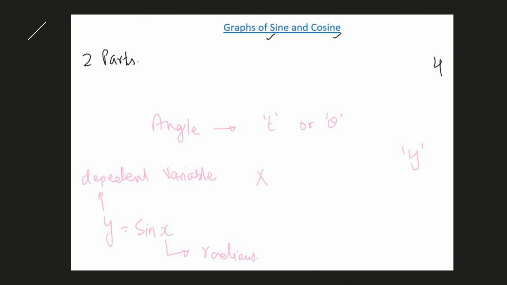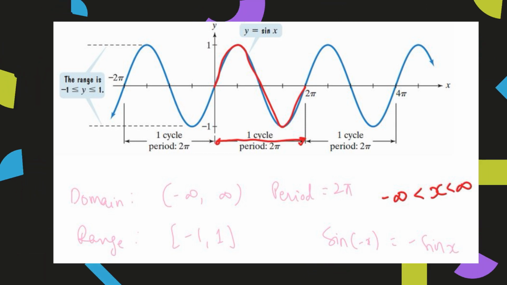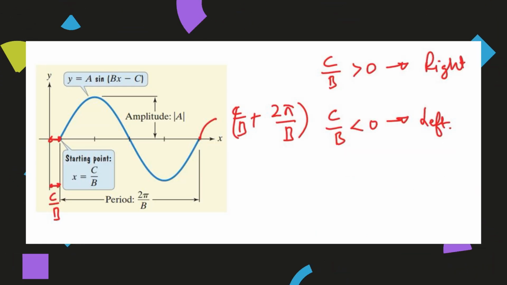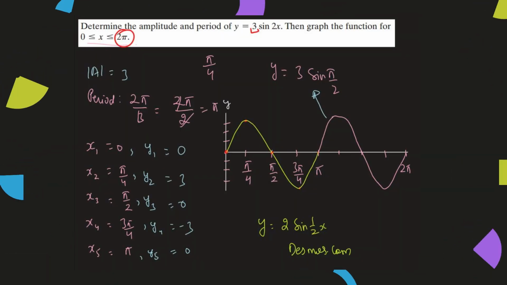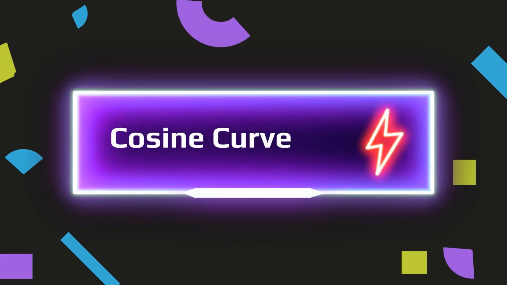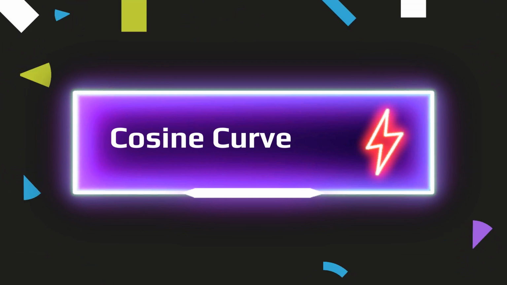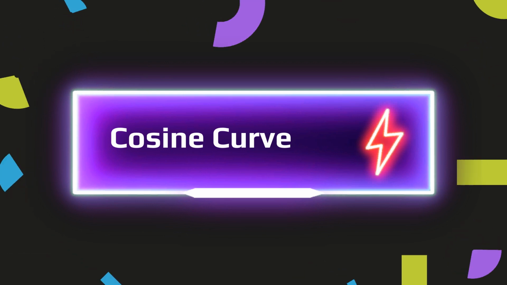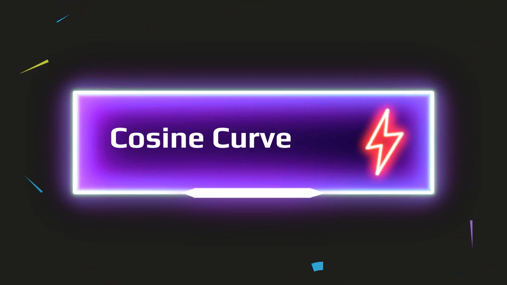In the last video we discussed a sine curve and its variation. Now in this video we'll discuss the cosine curve and its variation. Then we'll see how these curves play an important role in our day-to-day life, how these curves can be used to model the breathing cycle, how this curve can be used to model the tidal cycle, and so on. So do watch the video till the end.